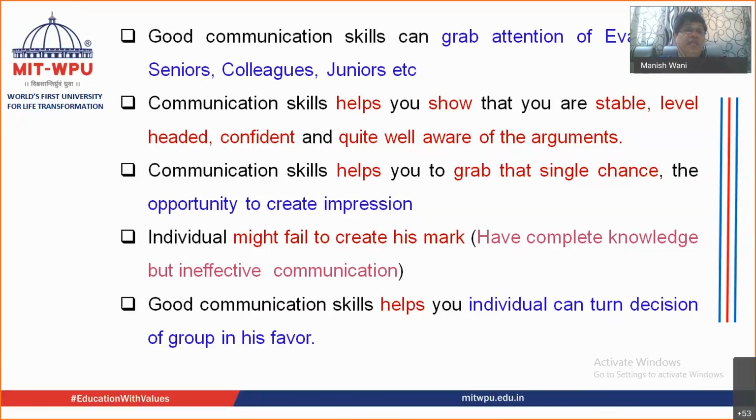So it also helps the other person understand that you have very good listening skills, because you have understood the idea that is being told by them, and you're also aware of what is going on in the discussion.